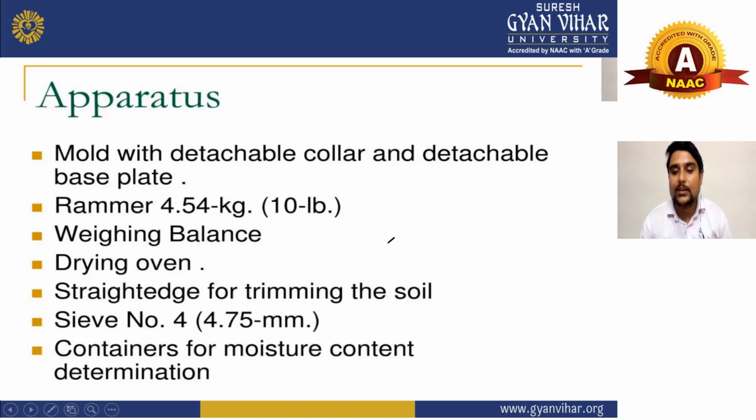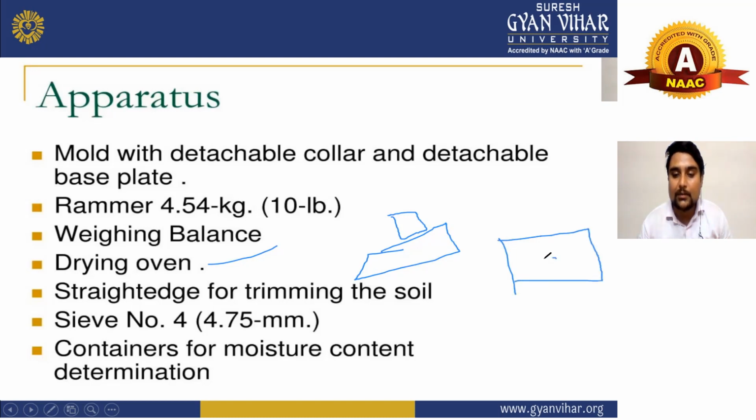And the third one is the weighing balance, on which you have to weigh your soil sample, and then the drying oven. In the drying oven, you have to keep your sample in a small container. This container may be of steel, or this container may be of brass. You have to keep it for 24 hours. Okay. Now, how will you do these things?